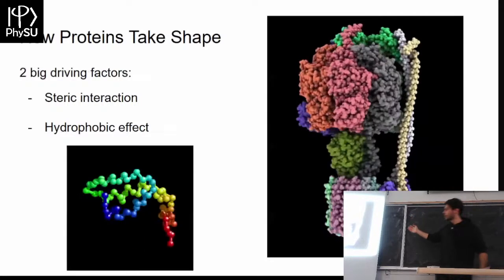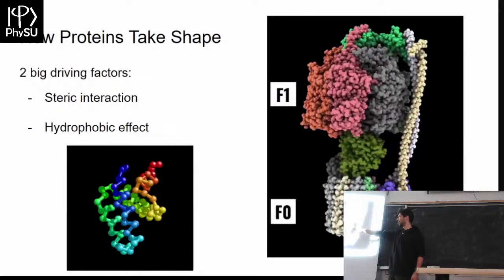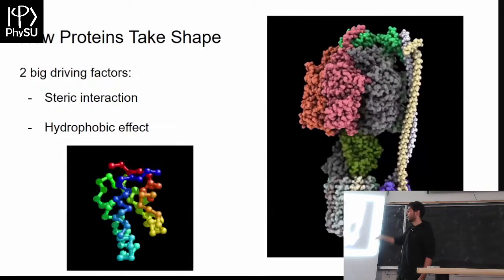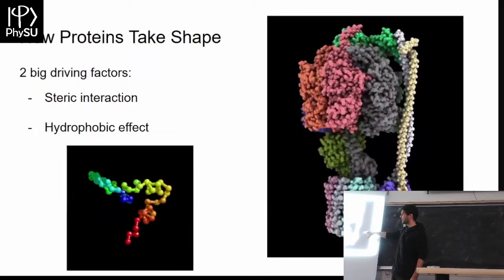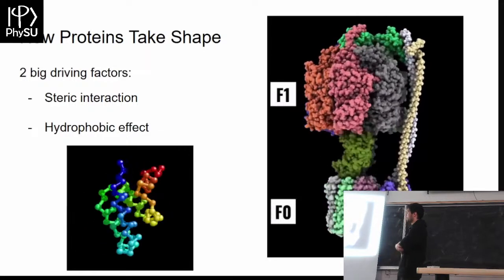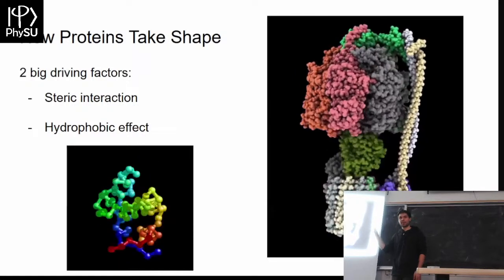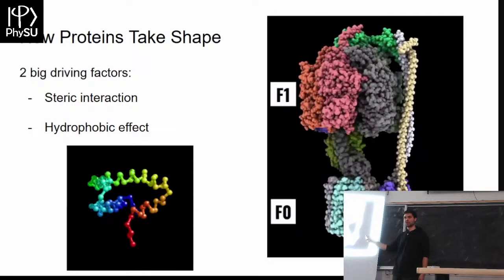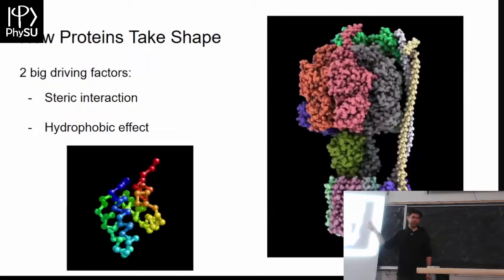So how do proteins take shape? As you see here, these are some proteins moving. On the left, we have a protein that's conforming. It's taking a particular shape after its synthesis, right? And on the right here, we have a series of proteins, a complex that is moving and acting within the cell. This is what it would be visualized as. There are two primary driving factors that contribute to the movement and the conformational change of proteins, and those are steric interactions and the hydrophobic effect.